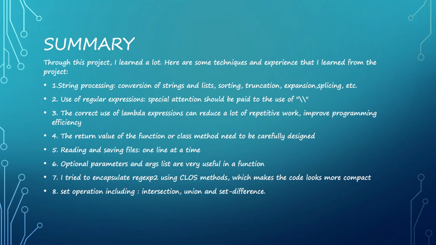Number six, optional parameters and argument lists are very useful in a function. Number seven is that a class can make the code look more compact. Number eight is set operations.